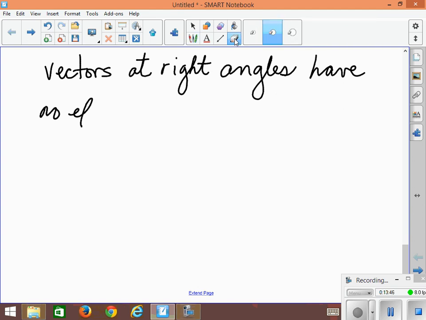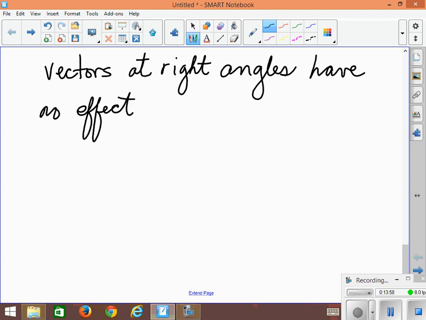Sorry. I think I was right. No. Effect is the noun, right? Affect is the verb. No effect on each other.